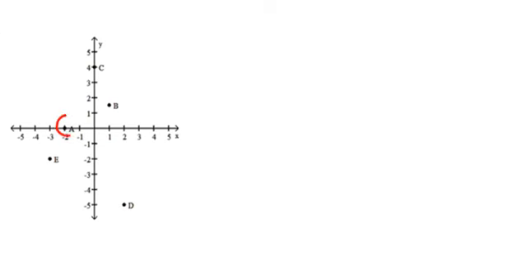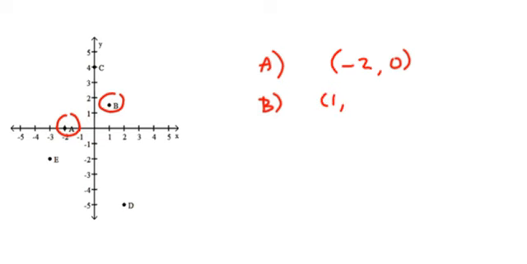So the first point we see is that point A, and it has the coordinate x equals negative 2 and the coordinate y equals 0. So it's the point (-2, 0). We see the point B. Well, to get there, we go to the right 1. We go up 1.5. So it's the point (1, 1.5). We see the point C. It has coordinates (0, 4).